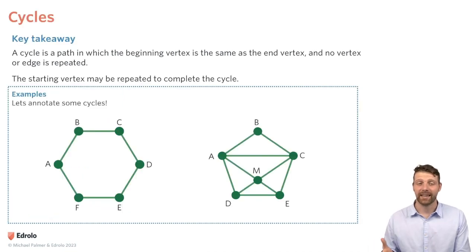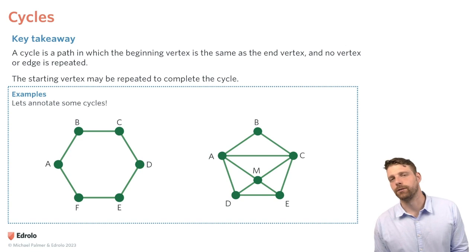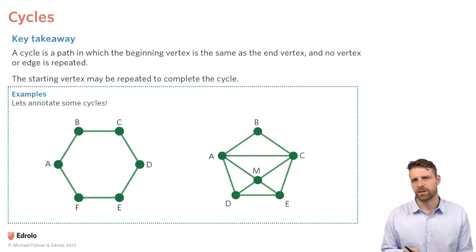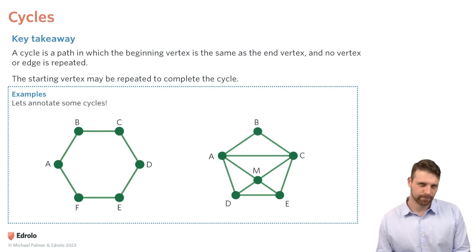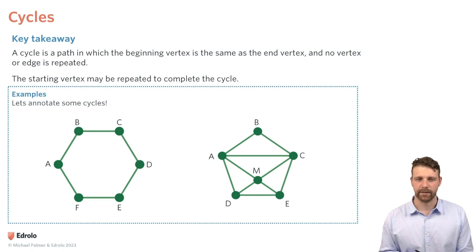Cycles. Our key takeaway here is that a cycle is a path in which the beginning vertex is the same as the end vertex, and no vertex or edge is repeated. The starting vertex may be repeated to complete the cycle. So we've done some questions before without me explaining what a cycle was, and that's because you actually encountered them in year 11. So I'm hoping that was sticking around and it was okay to ask that in the questions before. Let's annotate some cycles.